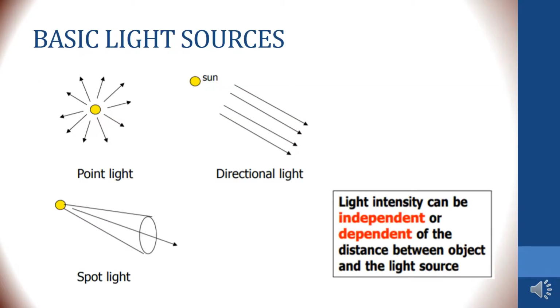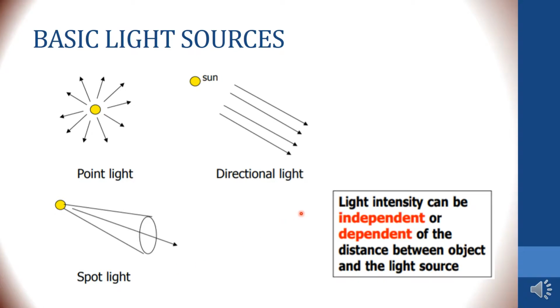Generally, there are 3 types of basic light source. There are 3 basic light sources in computer graphics. First is the point light, second is the directional light, and the third one is the spotlight. So what is the point light? What is the directional light? And what is the spotlight? Let's find out in the next slide.